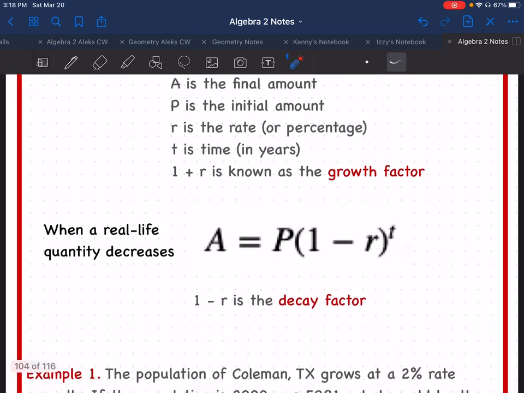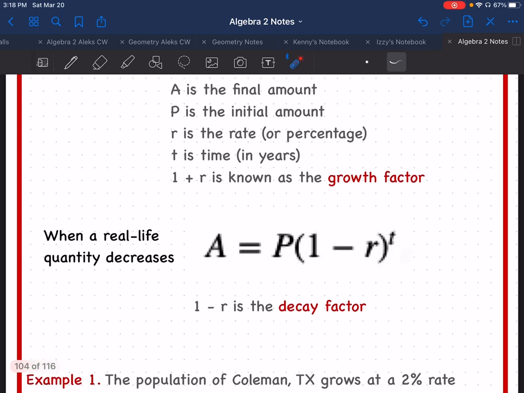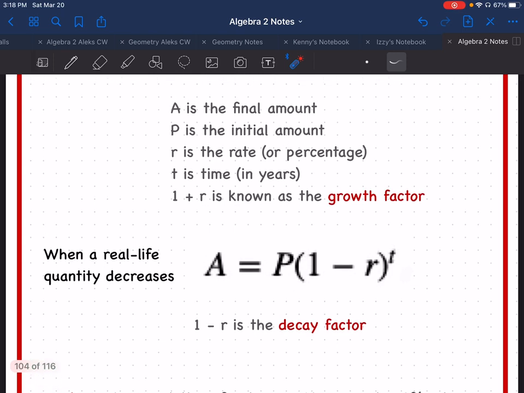When a real-life quantity decreases by a percentage over a period of time, it changes to this right here. A is going to be the same, my final amount. P is going to be the same, the initial amount. R is still my rate or my percentage. T is still time. And then this factor here, 1 minus R, is my decay factor. And you'll know it's decay because you will see the minus in there, okay?